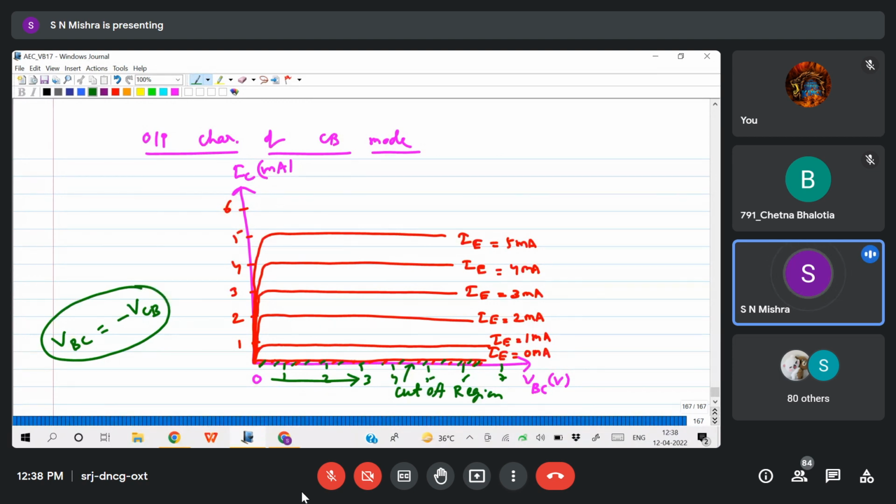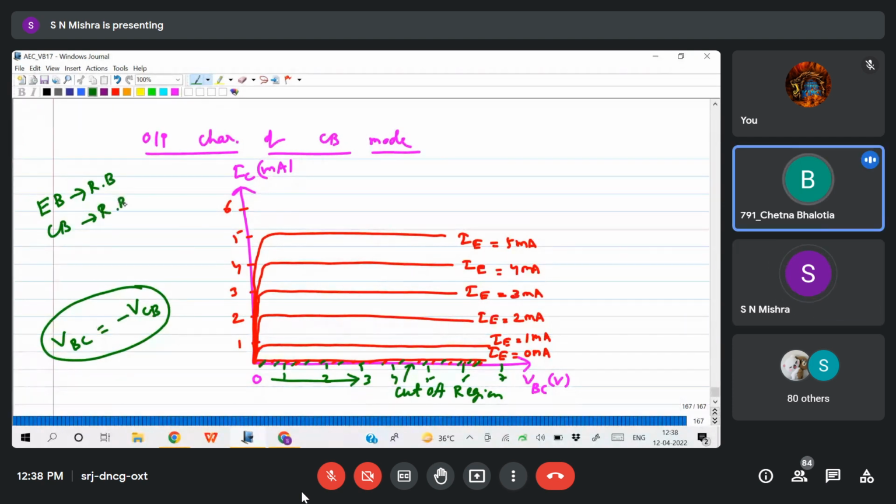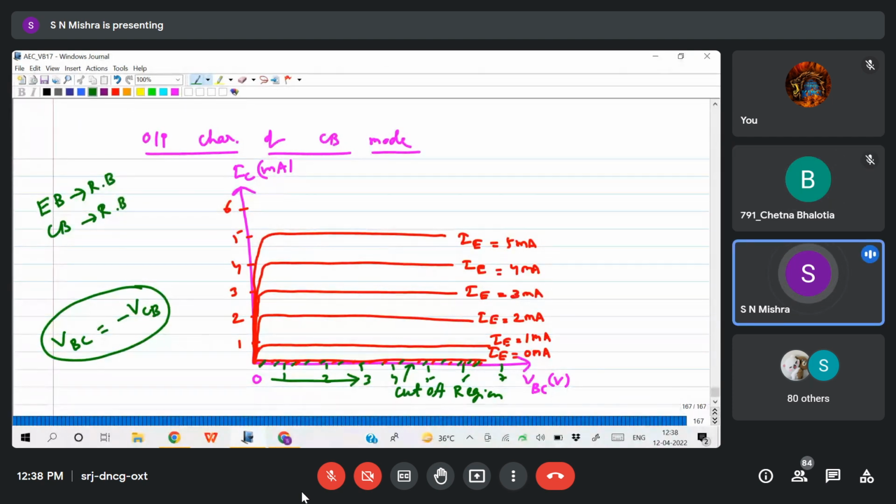So I am giving reverse voltage here. So tell me, emitter base junction is which type of biased and collector base junction is which type of biased for this condition? Emitter base junction is open circuited, or I can say reverse biased, and collector base junction is also reverse biased. So when both the junctions are reverse biased, we are getting leakage current, and this region is called the cutoff region. Okay, it is called the cutoff region.